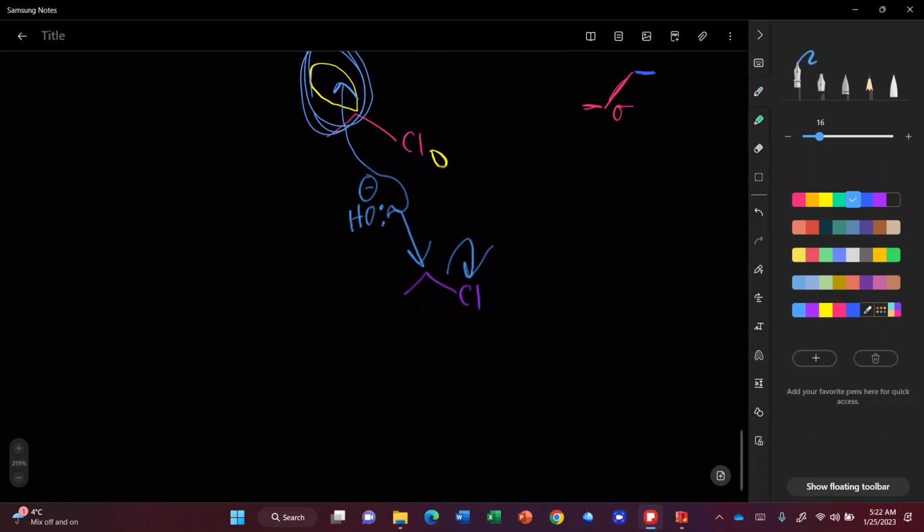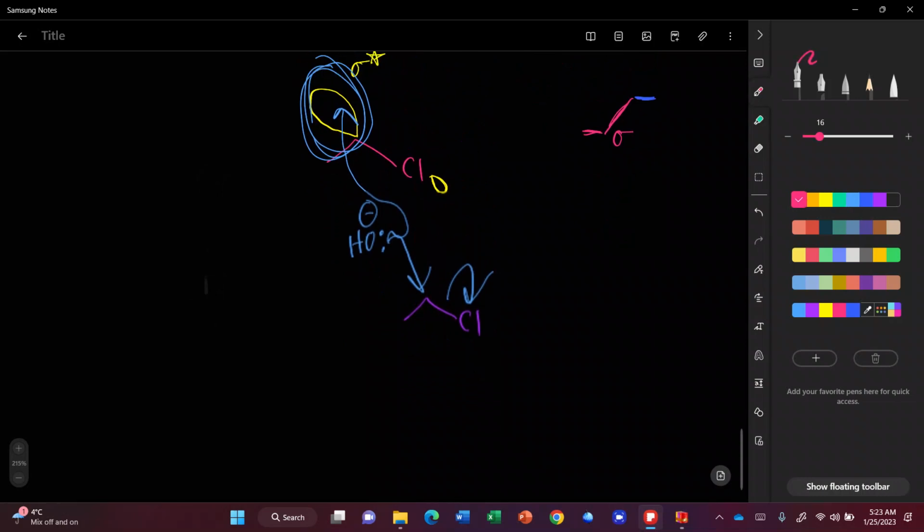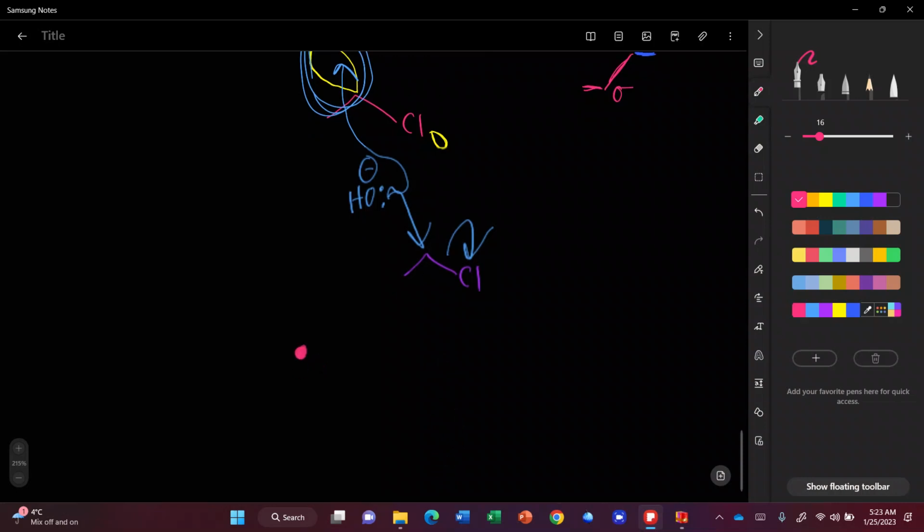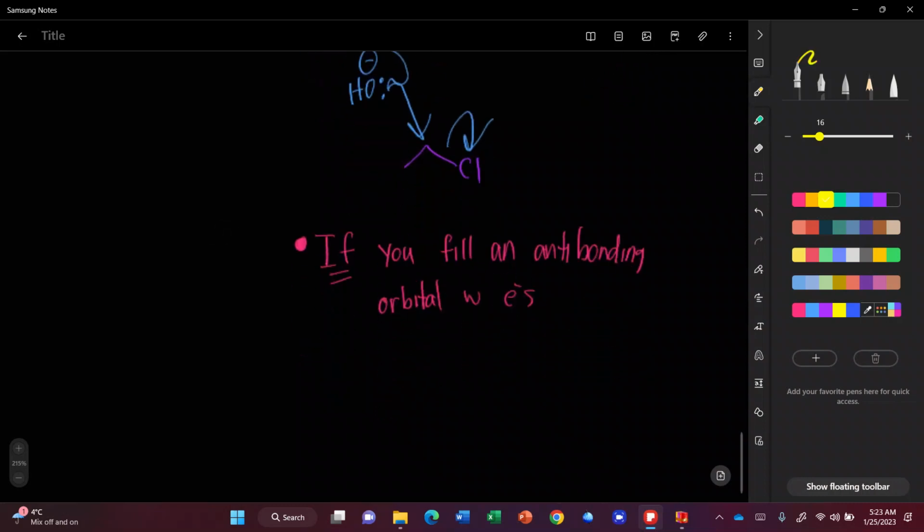Which brings me to my third and final point about these molecular orbital rules. If you fill an antibonding orbital with electrons, the corresponding bonding orbital must break. So the corresponding bonding orbital has to break.